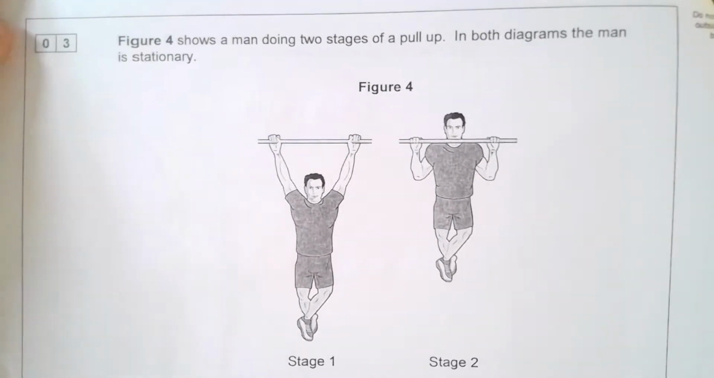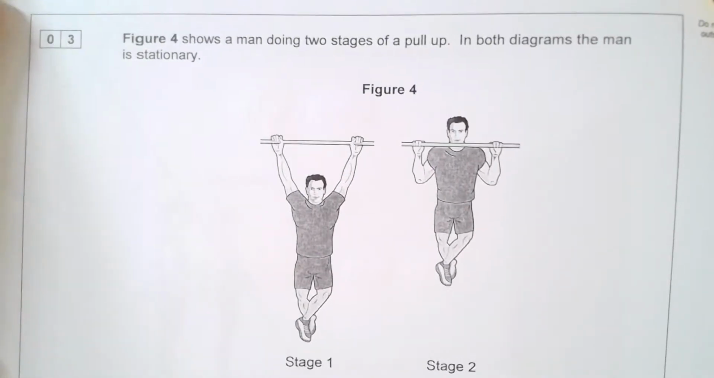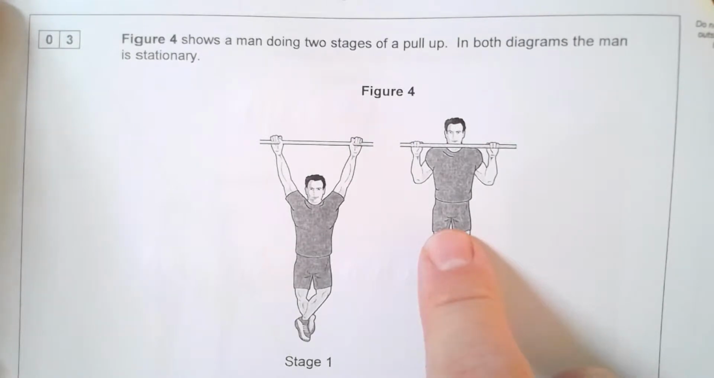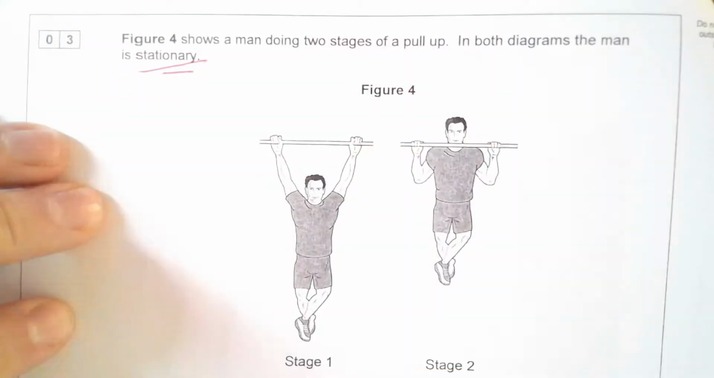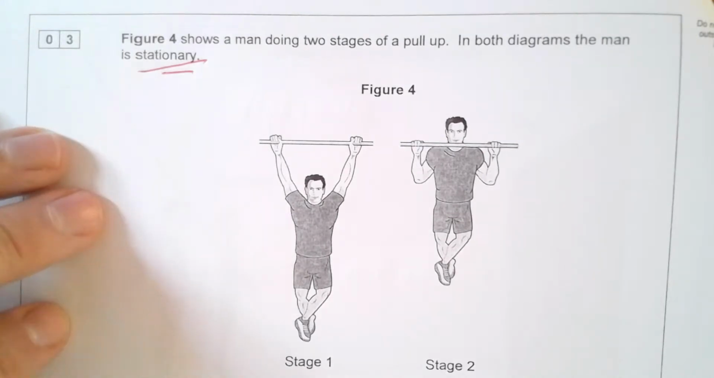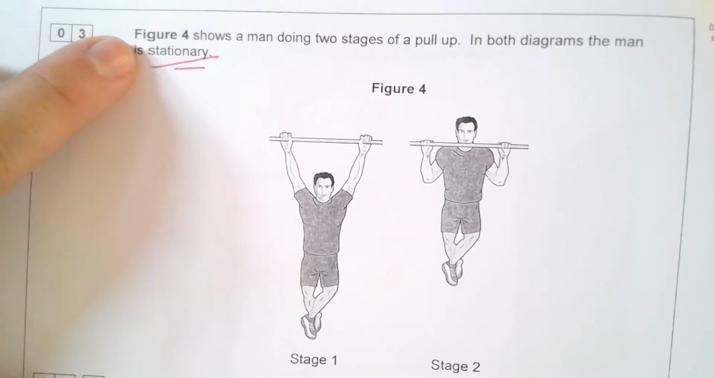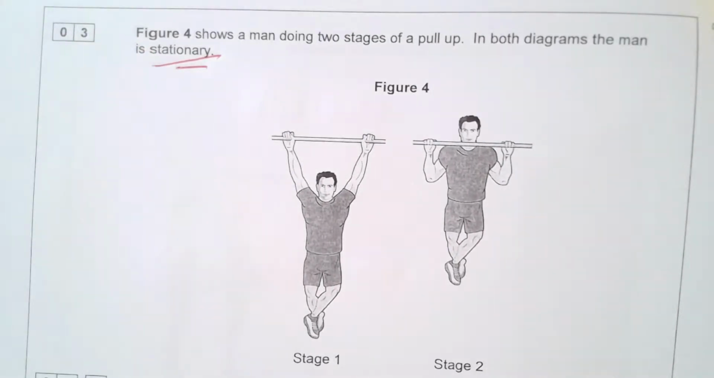Question 3 looks at a man doing pull-ups. First stage, second stage. In both diagrams the man is stationary, so this bit of information here is absolutely key, but it's really easily overlooked. What you need to remember is that if an object or a person is stationary, then the forces acting on them must be balanced. So the forces upwards must be equal to the forces downwards, and the forces left must be equal to the forces right, if there are any.